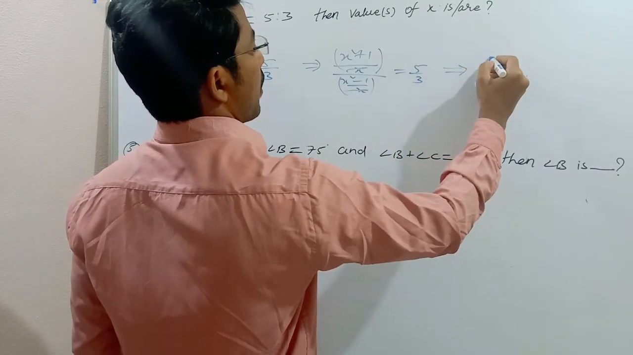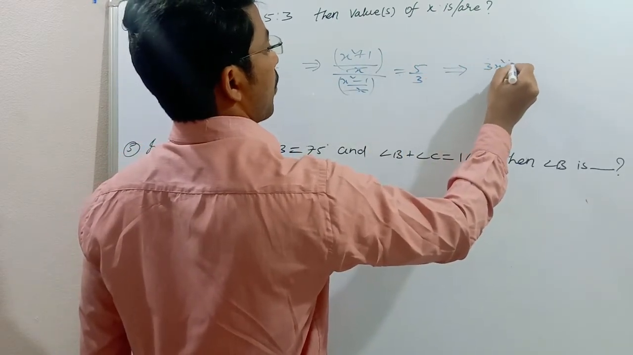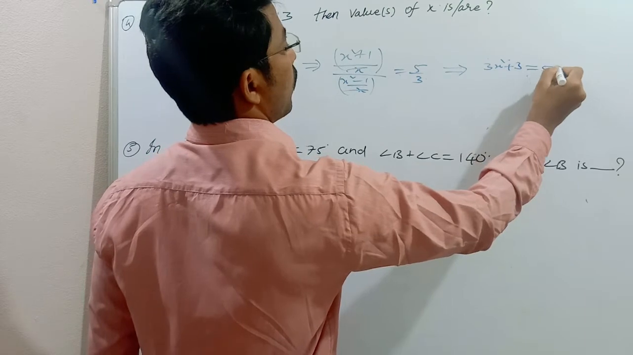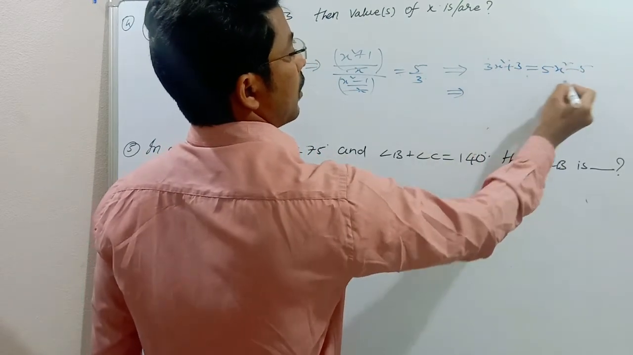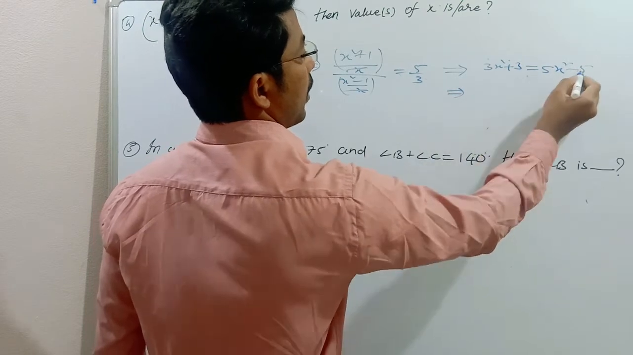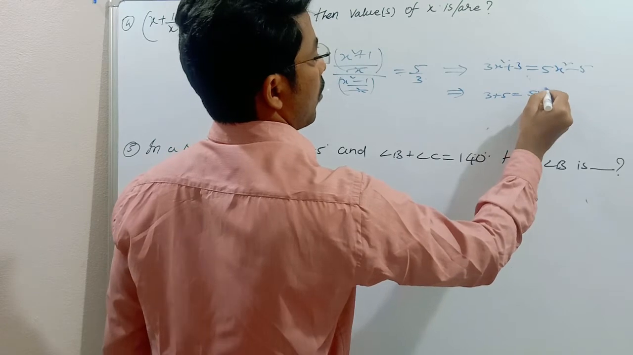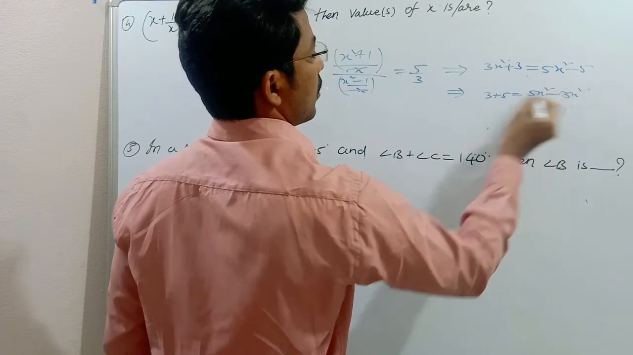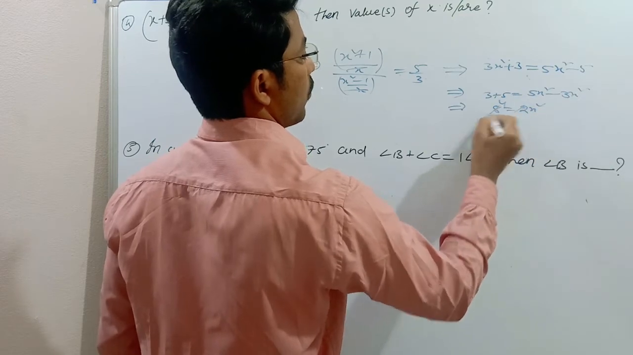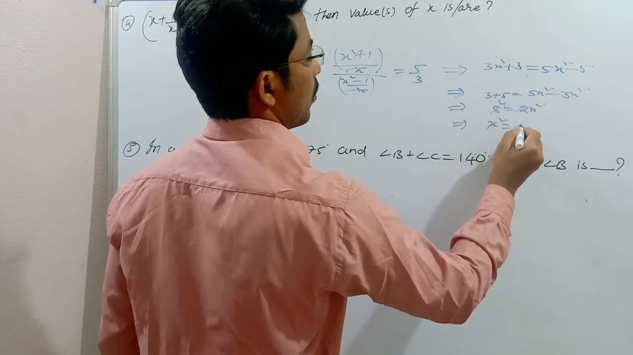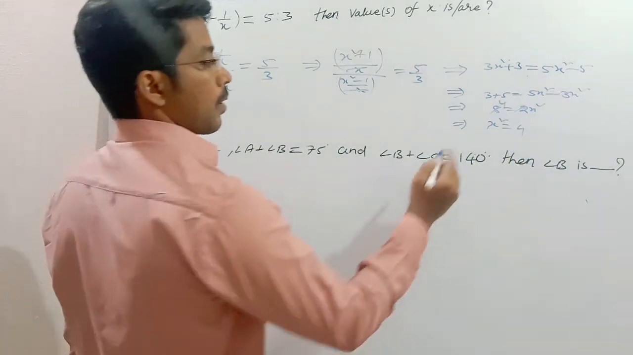Next, cross multiplication, we get 3x square plus 3 is equal to 5x square minus 5. So take 3x square to the RHS and minus 5 to the LHS. 3 plus 5 is equal to 5x square minus 3x square. So 8 is equal to 2x square, 2 4s are 8. So x square is equal to 4. Finally we got x square is equal to 4.